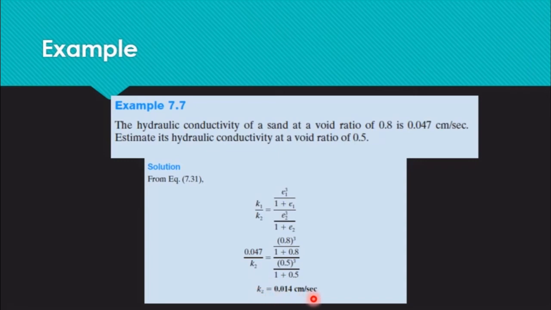So ano napansin niyo? Mas mabilis ang pag-pass ng water sa soil, mas mataas ang permeability, pag mas mataas ang void ratio, kasi maraming voids. Pero yung compacted or konti lang ang voids, mas matagal ang pag-pass, mababa ang permeability.